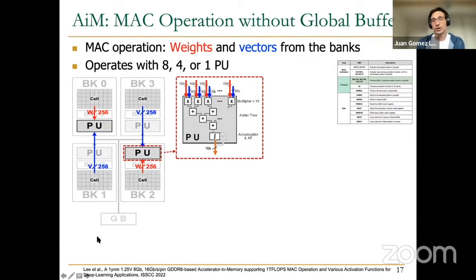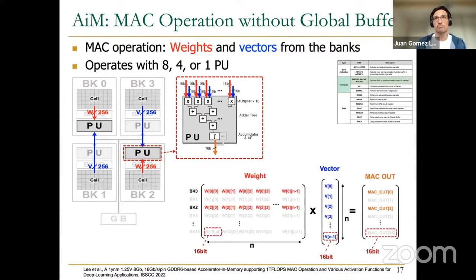This configuration is similar to the way that Samsung HBM operates, because as you may remember, in the HBM PIM architecture, each processing element is connected to 2 banks, and one of the possible operations is receiving values from the 2 banks at the same time for the multiply accumulate operations.